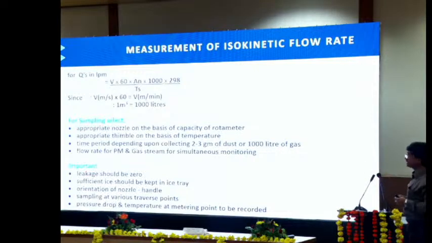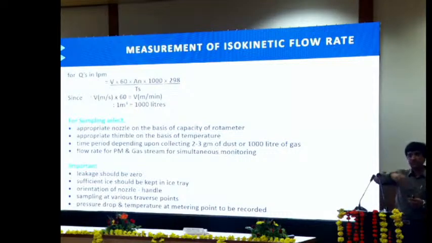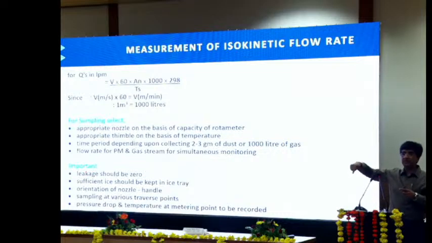The sampling at various traverse points. As I said, 52 traverse points. So how will you do that particular monitoring? Will you take out the thimble each time, or do we take out in one shot? So 52 means instead of 40 minutes, we'll do the sampling for 52 minutes. In one plane there are 26 points. So at every point we'll do the sampling for 1 minute.